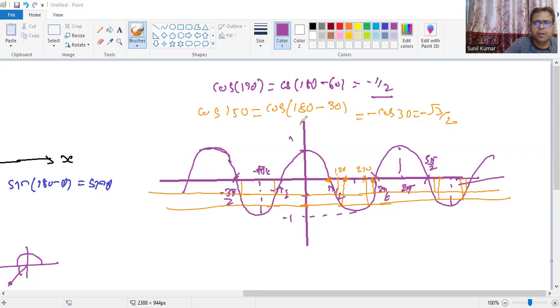So this is a basic concept of how we find the value when your angle is greater than 90 and even greater than 180. You can show the value is equivalent to some other angle's value, like here cos 120 is equivalent to minus cos 60, and so on.